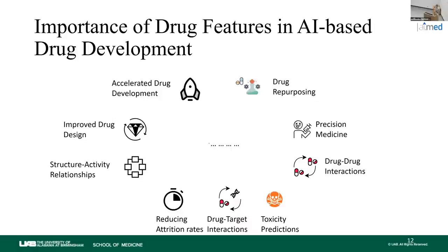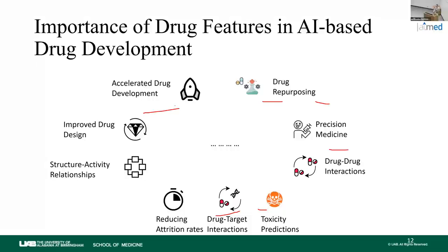Why are drug features important? These are some of the areas where you can use it. You can use it for drug-target interaction prediction, toxicity prediction, drug-drug interaction, precision medicine, drug repurposing. The list is long. In one of the talks on precision medicine, they mentioned they are using it.